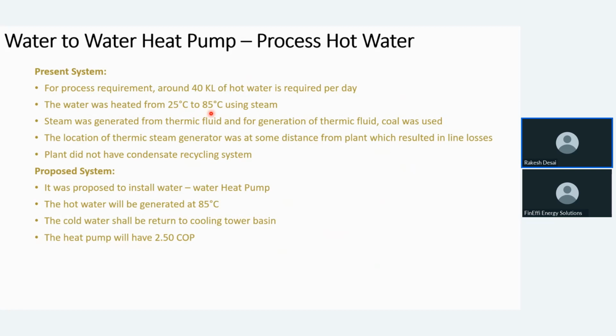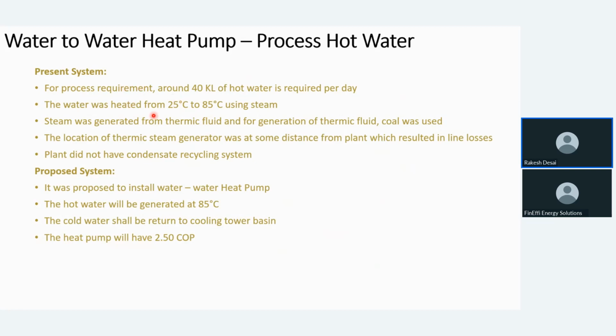Earlier, they were using steam for heating the water, and this steam was generated from a thermic fluid heater, and for generation of thermic fluid, coal was used as a fuel. Now, this thermic fluid generator was at a distance from the plant, which was resulting in line losses, and the plant also did not have a condensate recycling system. So altogether, the system was not efficient to generate the required temperature of water.